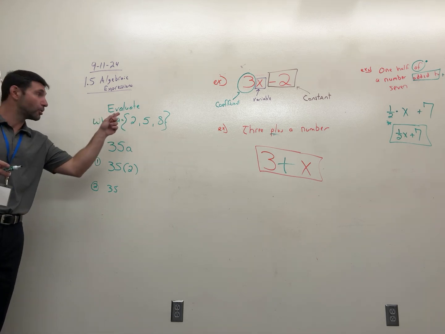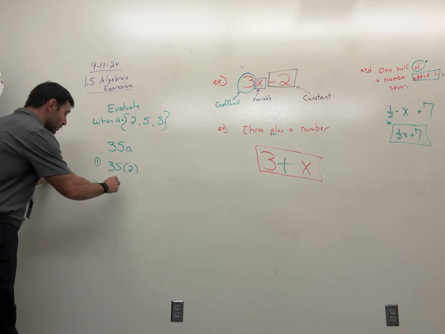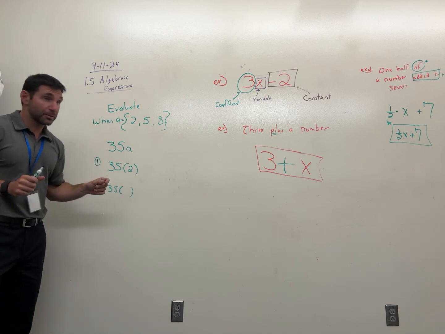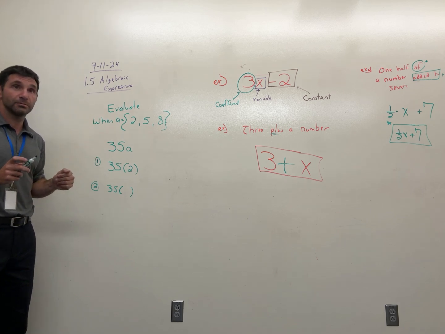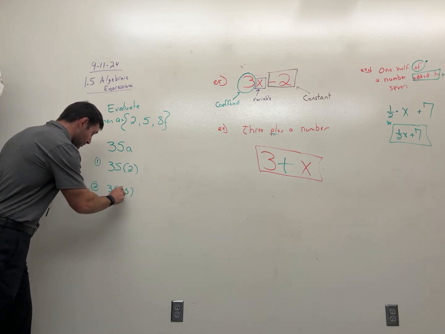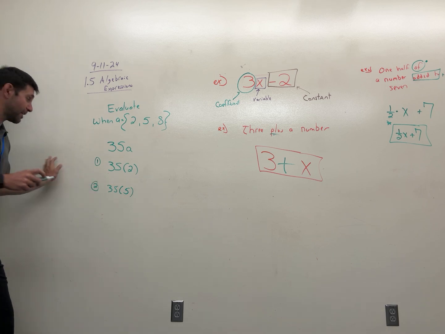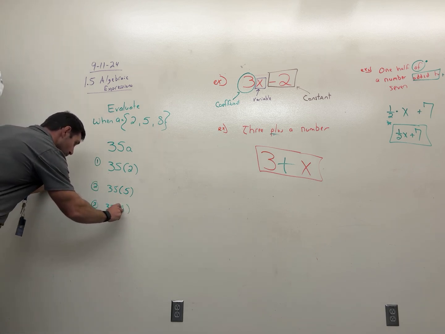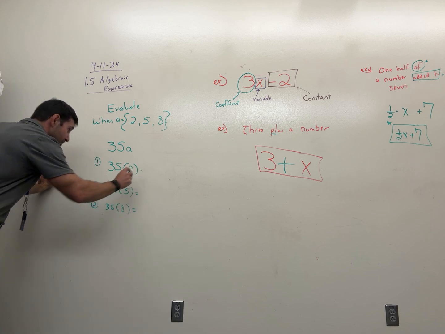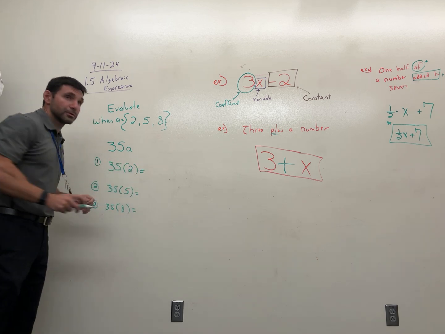These are my domains. My domain is 2, 5, and 8. 35 multiplied by, somebody other than Marissa, what's my next domain number that's getting substituted in? 5. And again, we're still multiplying 35 by the 5. What's my third one? 8. Okay, get your calculators. Do each individual problem.